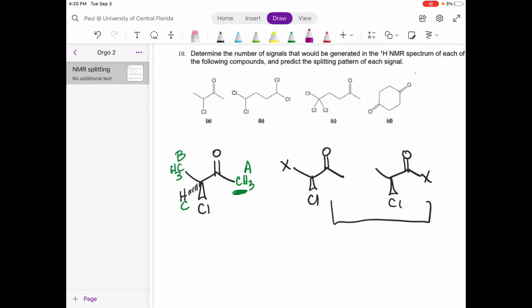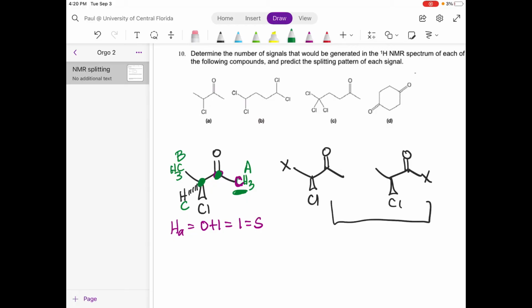So we'll look at HA. HA is attached to this carbon right here. Where's the adjacent carbon? Right there. How many hydrogens are on that adjacent? 0. 0 plus 1 equals 1, which gives us a singlet. Now, what about HC? HC is attached to that carbon, and so the adjacent one would be right there, so there's nothing there. So we could say it's a singlet if you wanted to.